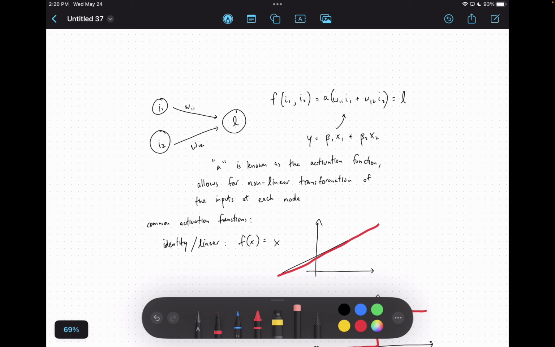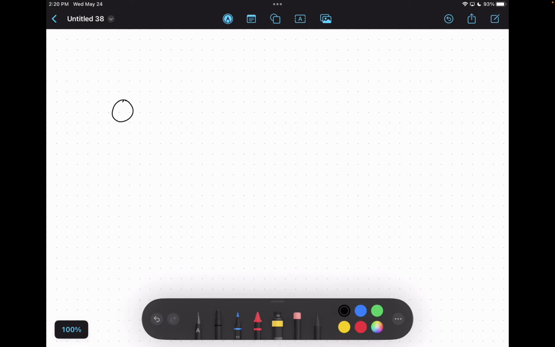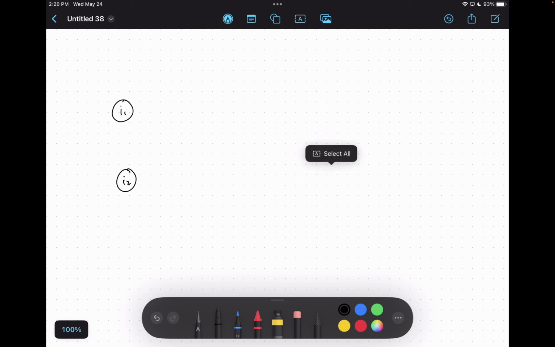Okay. Any questions about the activation functions? So let's continue on. And now we'll look at a multi-layer perceptron. Okay. So we're going to have I1 and I2 as before. And we're going to have some output P. But in between these, we're going to have another layer, L1, L2, L3.